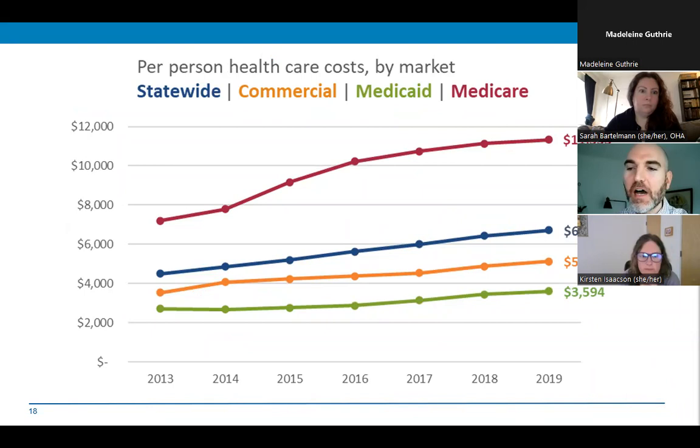Let's look at kind of the dollar amount, not just the percentage growth, but the dollar amounts. And this is interesting too. You can see Medicare dollar amounts much higher. Unsurprisingly, utilization is higher. The intensity of services are often higher for individuals with Medicare coverage. In 2019, the average per person healthcare cost dollar amount was over $11,000 for an individual with Medicare. Compare that to commercial, was about $5,000, a little over. Compare that to Medicaid, which is $3,600 in a given year.